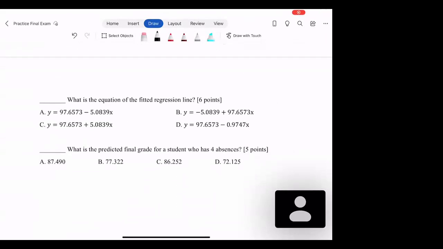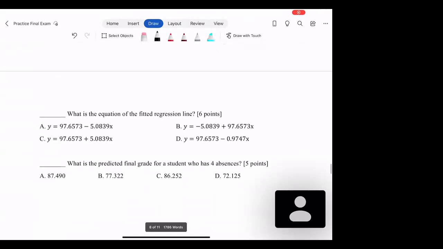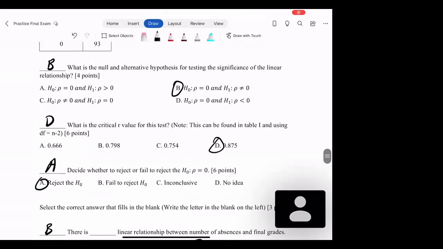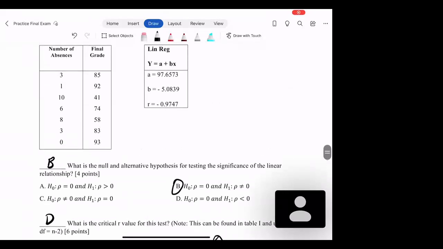What is the equation of the fitted regression line? A, I'm pretty sure it's correct. Let me check. I haven't looked at the output. It is A, yes. I give you A and B right there. That's easy as that.